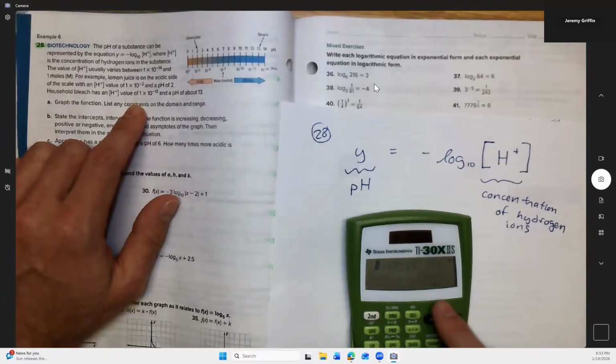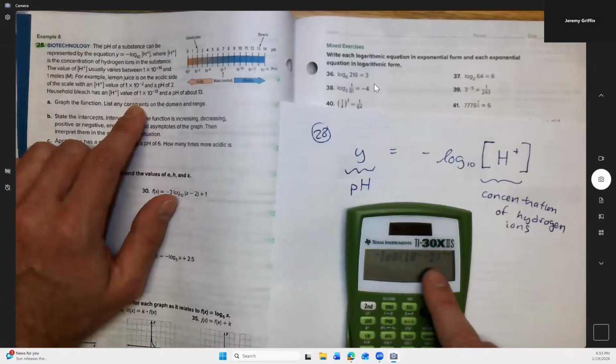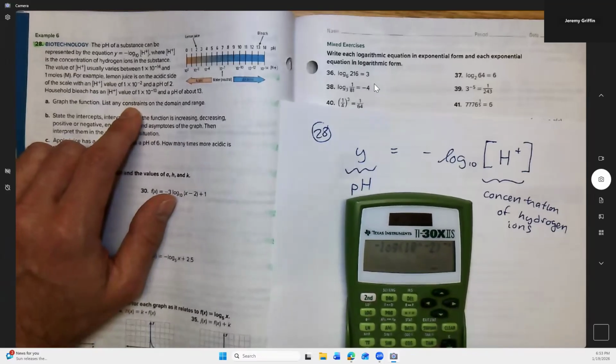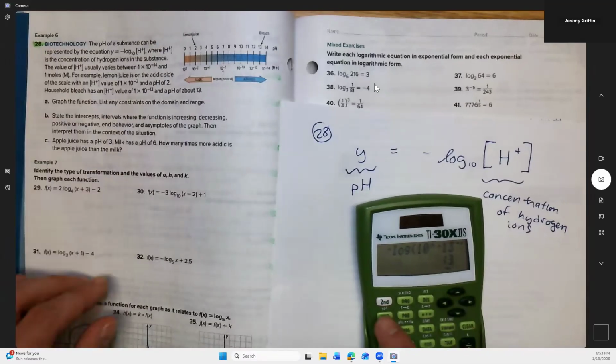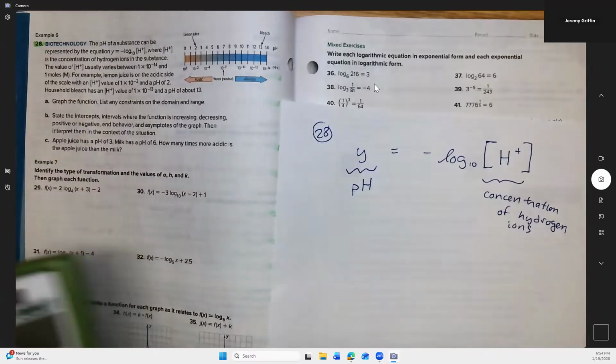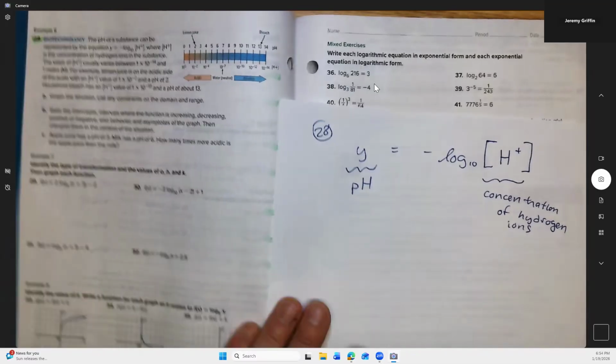But if I very simply go up here to 10 to the negative something, and instead of negative 7 I put negative 13, now we have a pH of 13. That's extremely basic. That's household bleach. Okay, graph the function. List any constraints on domain and range.